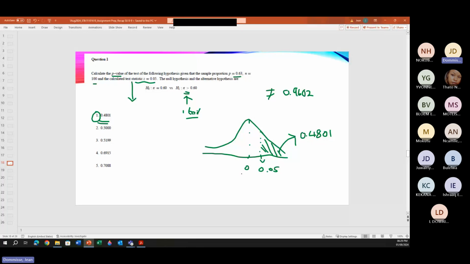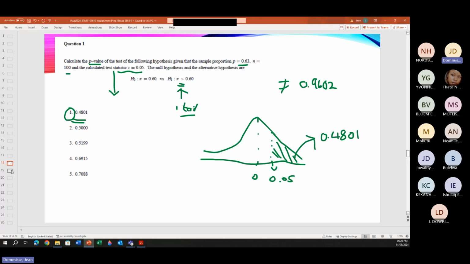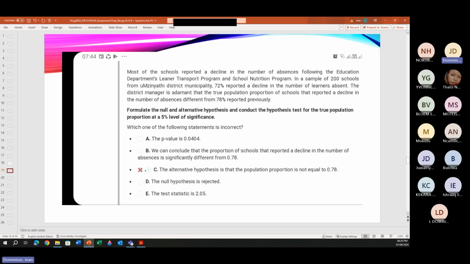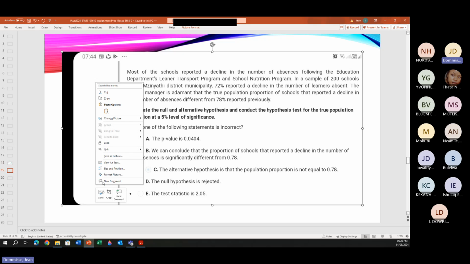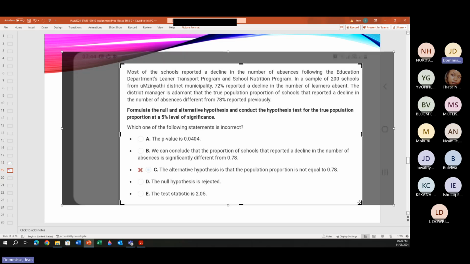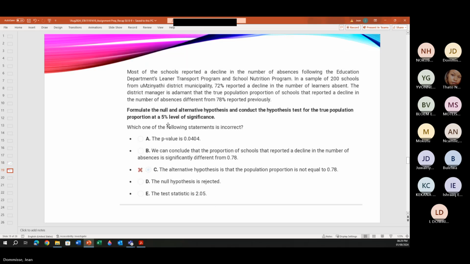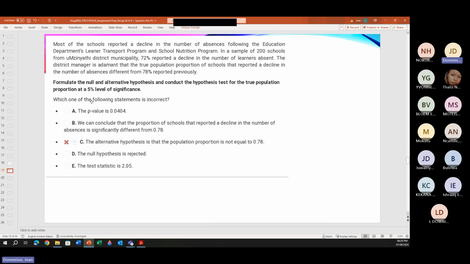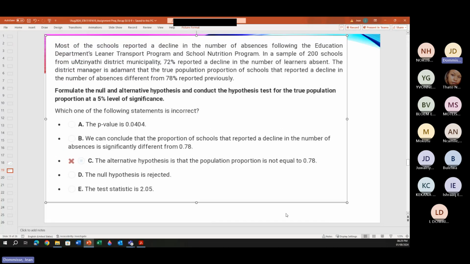Okay, let's look at the next question. So again, one of the previous assignments, I think it was last year's one that we looked at. So let's just see what is in here, what we need to work out as well. And it is very in line with some of the other questions.